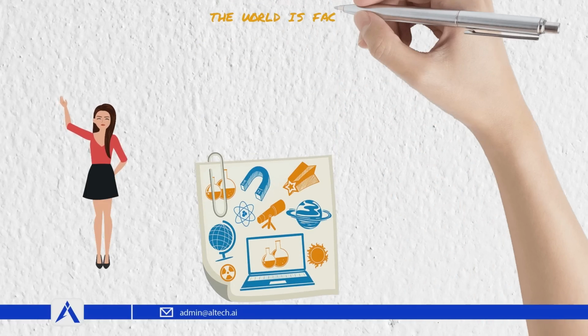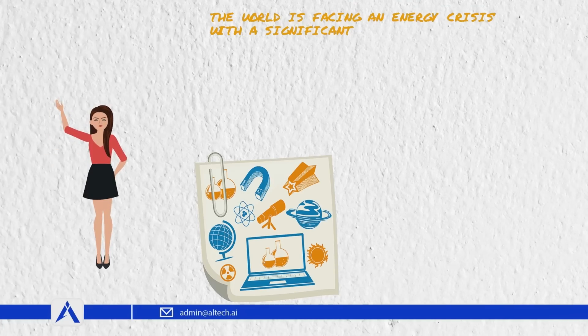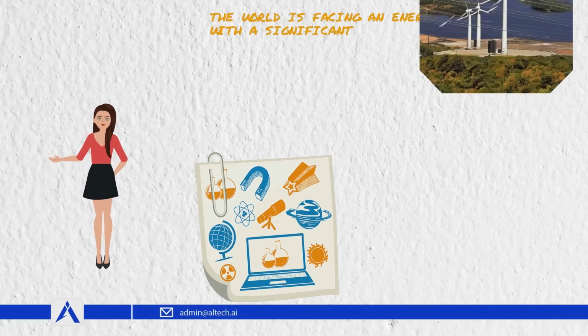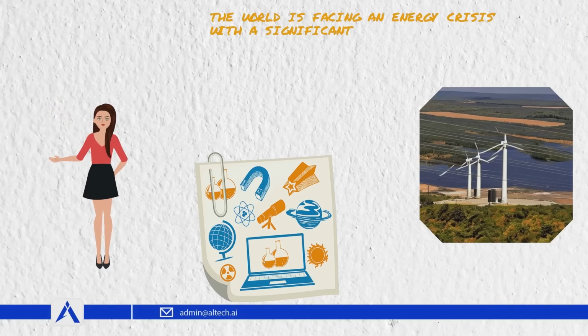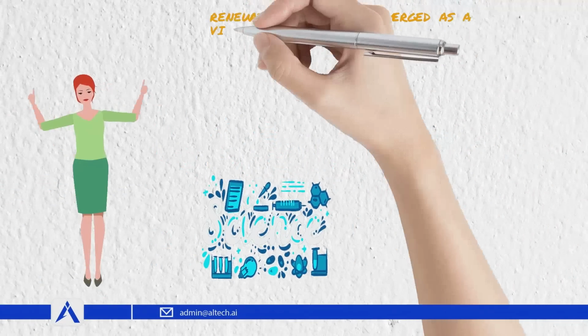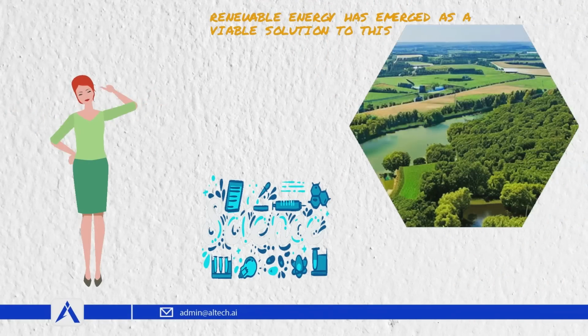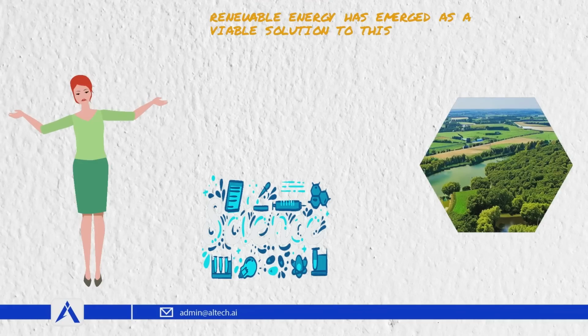The world is facing an energy crisis, with a significant portion of the global population living without access to electricity. Energy poverty is a severe problem that often leaves people living in darkness, depriving them of basic amenities and opportunities. The situation is further complicated by the reliance on fossil fuels, which not only harms the environment but also raises issues of social justice.